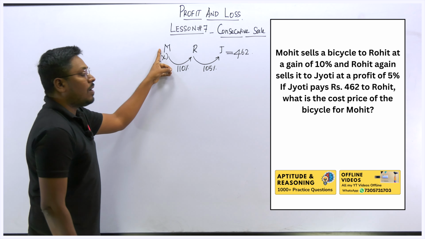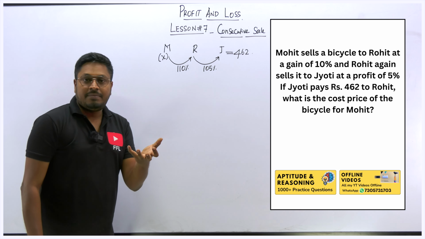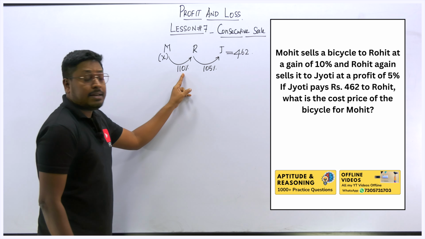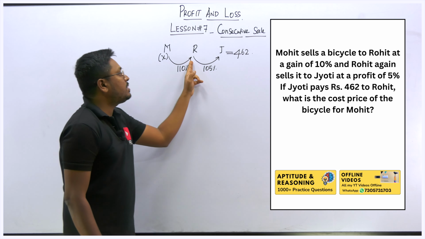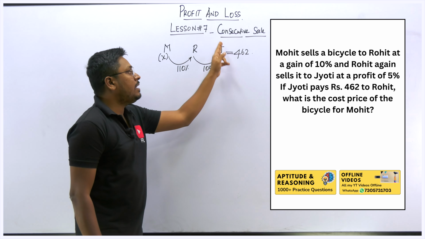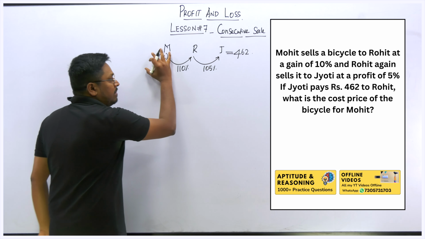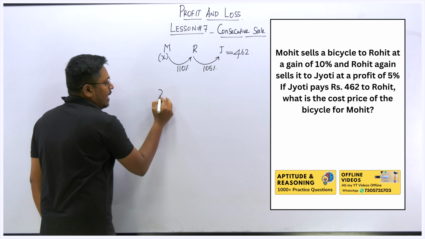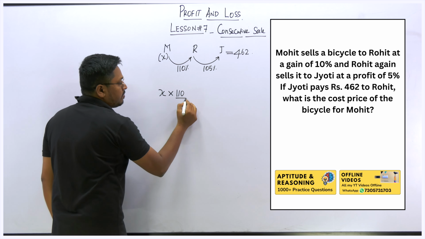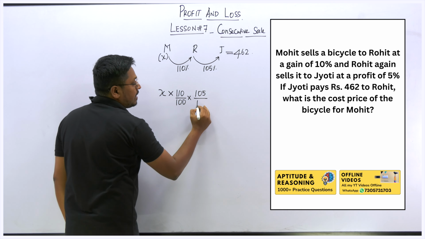So friends, understood or not, right? The cost price of the scooter purchased by Mohit is unknown, but he sells the scooter to Rohit at 110%. Similarly, this person sells the scooter to the next person with 5% profit. Finally, Jayoti bought that scooter for 462. So write the same thing as an equation here. X will be the cost price, into 110%, into the third person's 105%, divided by 100, right?